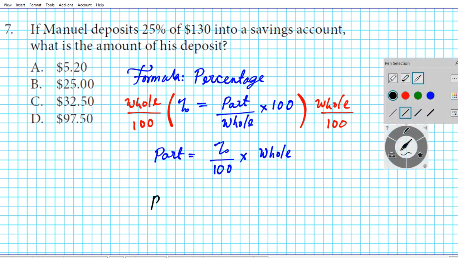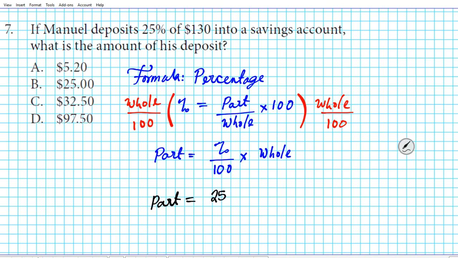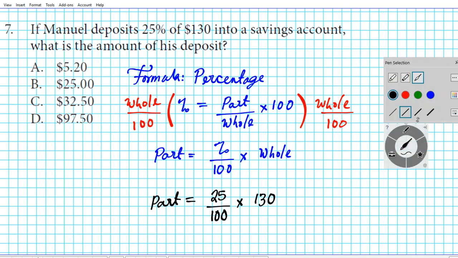We have the part, which is what we're looking for. The part of the amount he deposited is equal to the percent he deposited, which is 25%. 25, we'll divide that by 100 times the whole amount, which is 130. So let's go ahead and multiply this fraction, but we can reduce first. 25 goes into itself once and goes into 100 4 times. If you multiply across, what do you get?